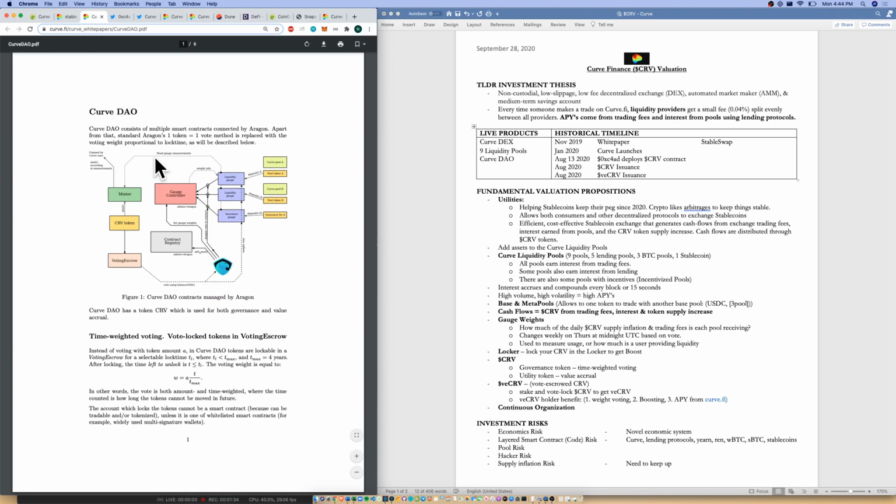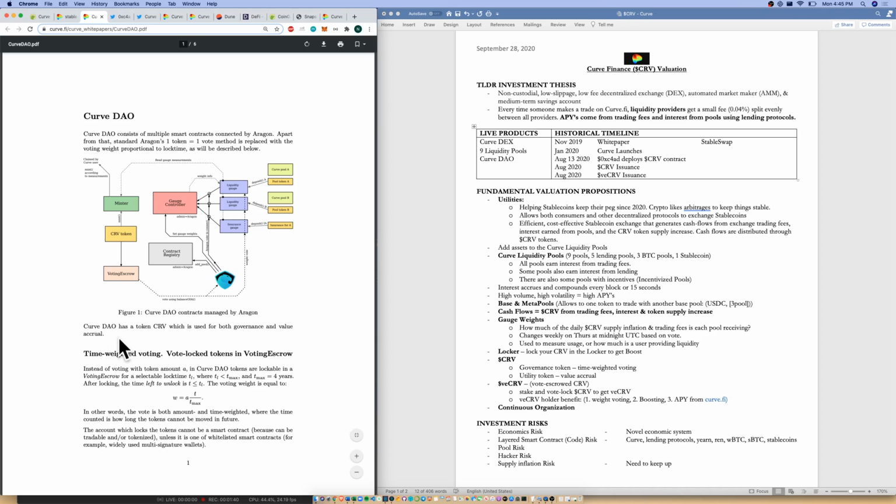They also had a CRV DAO white paper as well, and I just want to note one sentence here that I think is very interesting. The CRV DAO has a token CRV, which is used for both governance and value accrual. So a value accrual is a utility for this token.